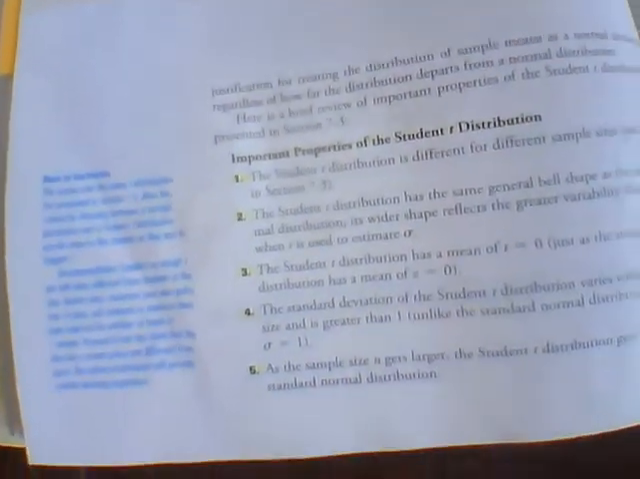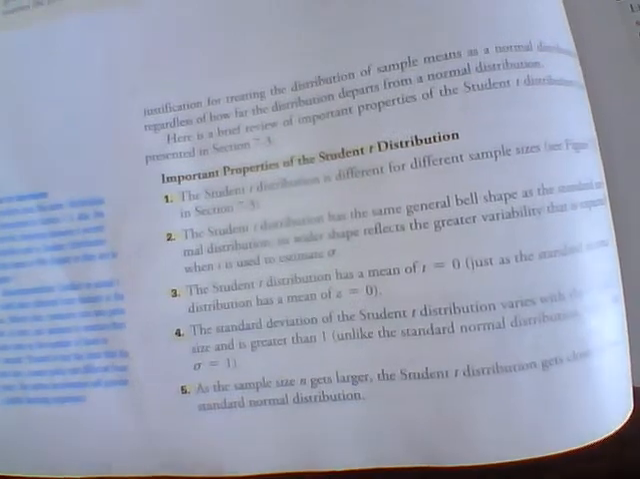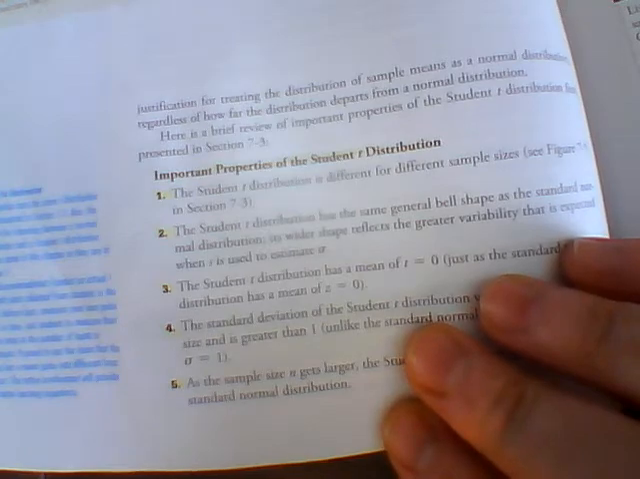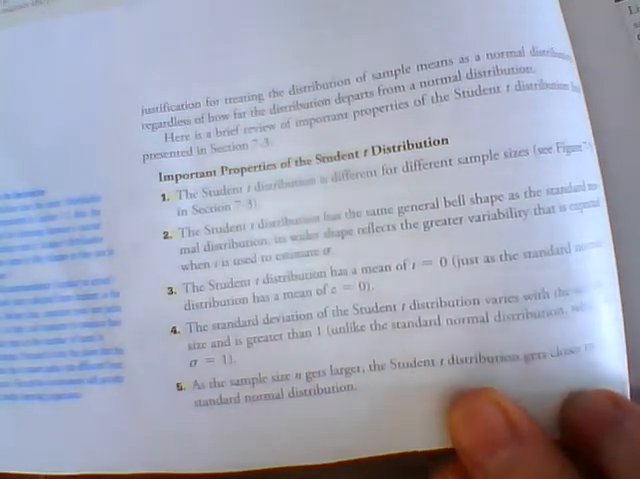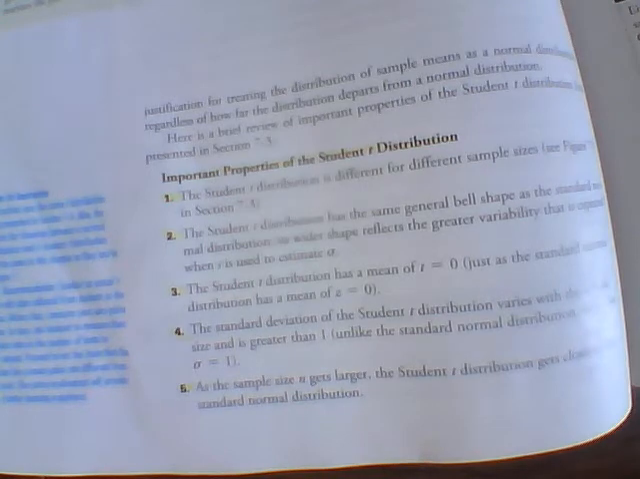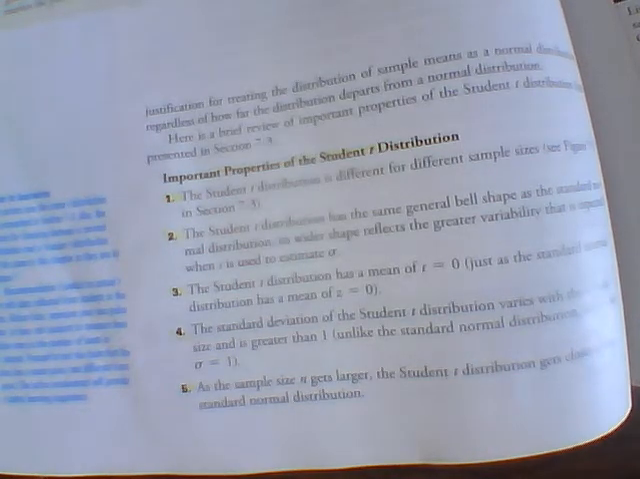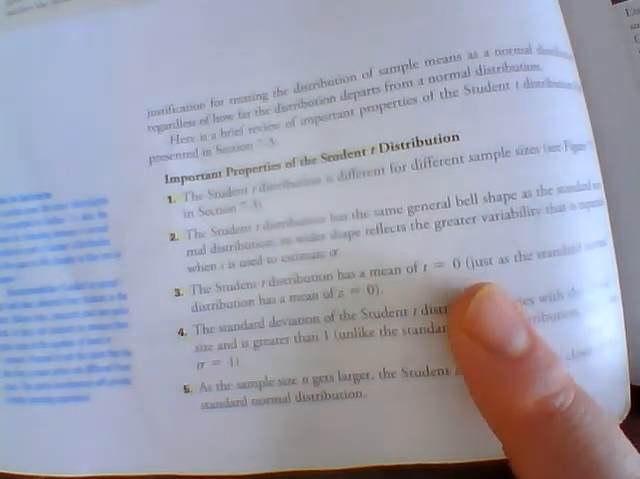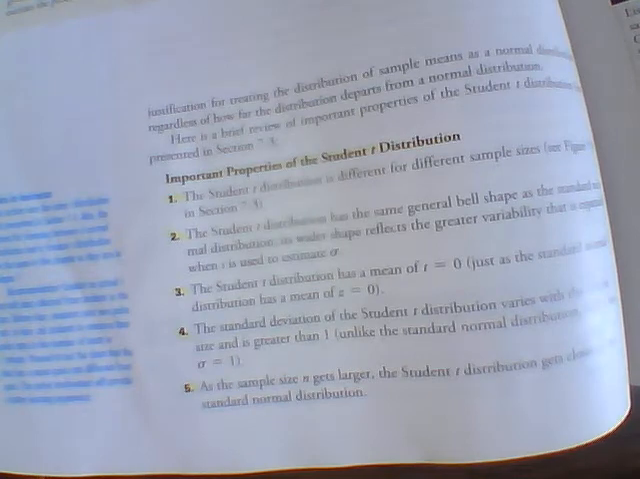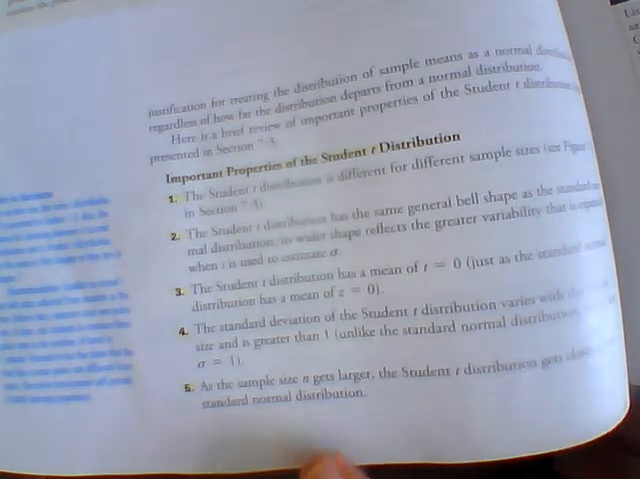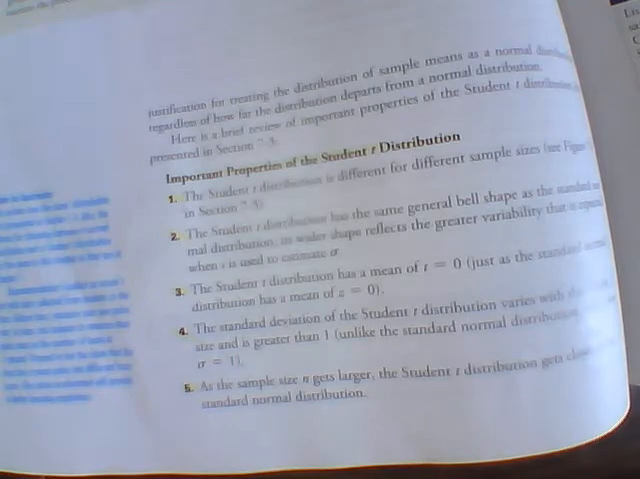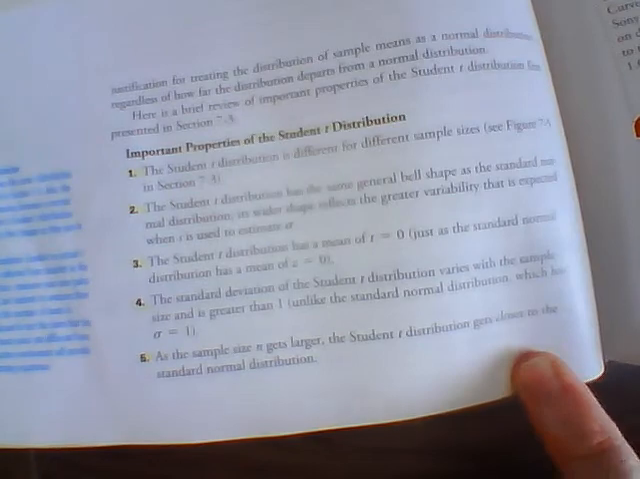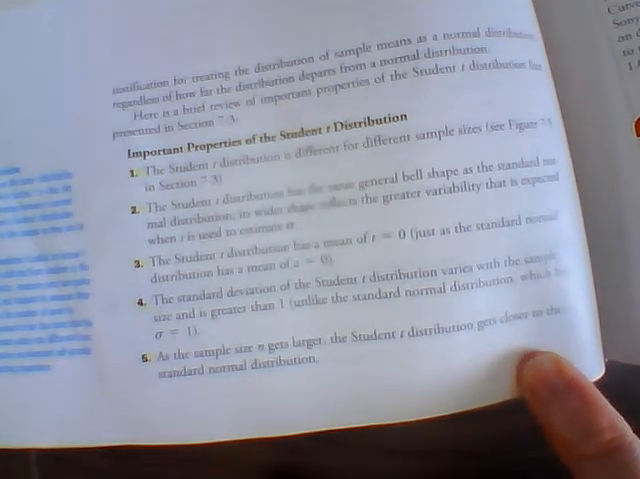One of the things we're thinking about here are important properties of this. As we look at these important properties, the student t distribution is different for different sample sizes. The student t distribution has the same general bell curve shape as a standard normal distribution, but it's wider. It has a mean equal to 0. Standard deviation is greater than 1, and it depends on the sample size. As n gets larger, the student t distribution gets closer to a standard normal distribution. So once again, as we get larger, everything gets to be a little bit better.